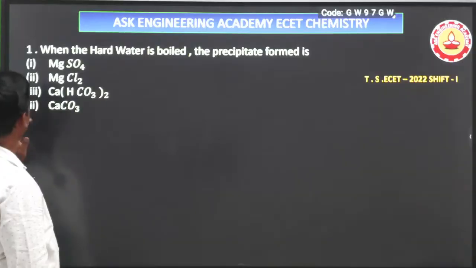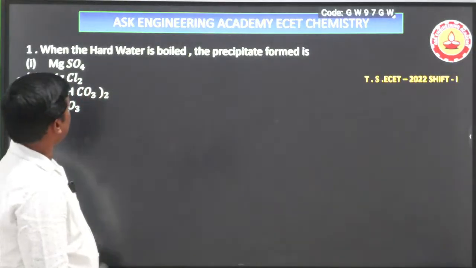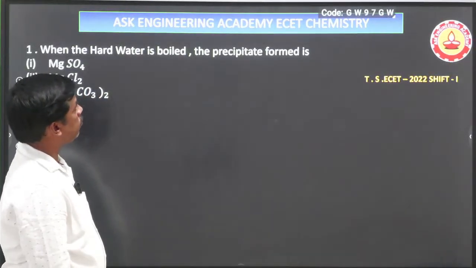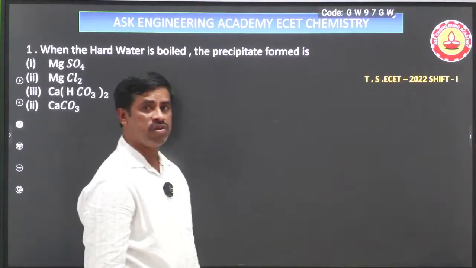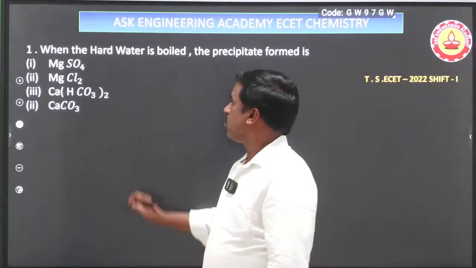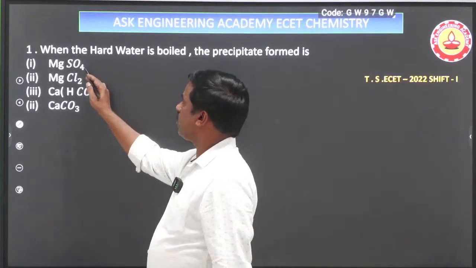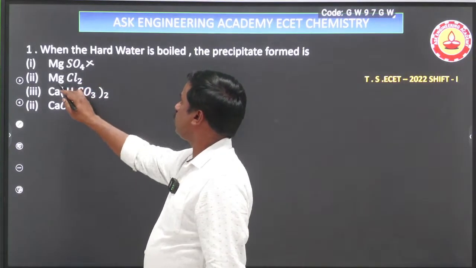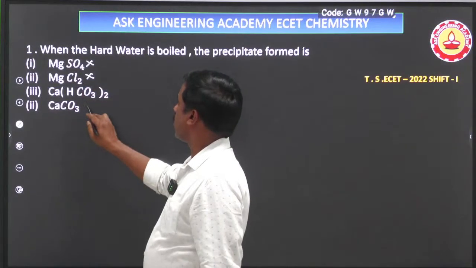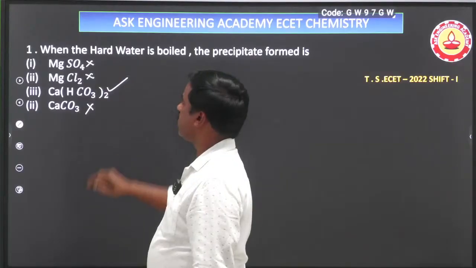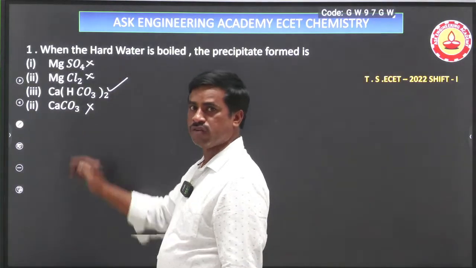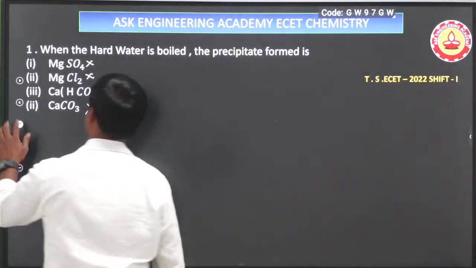This is one question. When the hard water is boiled, what is the precipitate formed? Magnesium sulfate is not precipitated, this is wrong option. Magnesium chloride also not precipitated, calcium carbonate also not precipitated. Only bicarbonates, whenever heating, precipitation occurs, this belongs to temporary hardness of water.